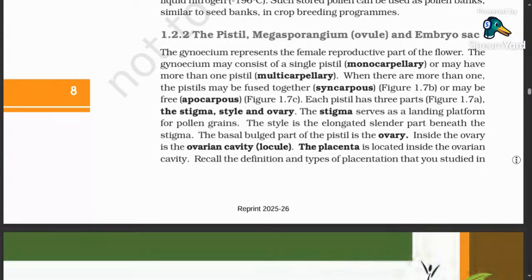The stigma serves as a landing platform for pollen grains. The style is the elongated slender part beneath the stigma. The basal bulbous part of the pistil is the ovary.